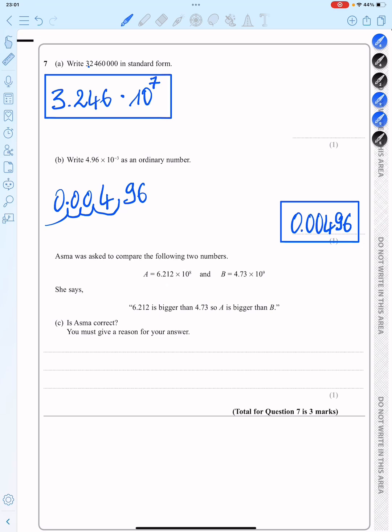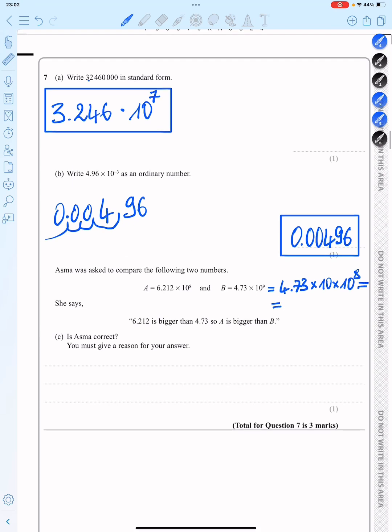And here, since we have 10 to the power 9, we can write this as 4.73 times 10 times 10 to the power 8, because here there is a 1 that is hidden. This is 10 to the power 1. So 10 to the power 1 times 10 to the power 8 is 10 to the power 9, right? So now we multiply these two. You can see 10 to the power 8, 10 to the power 8. So this is equal to 47.3 times 10 to the power 8, right?